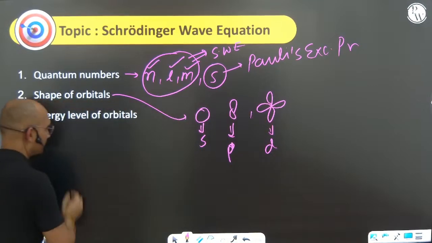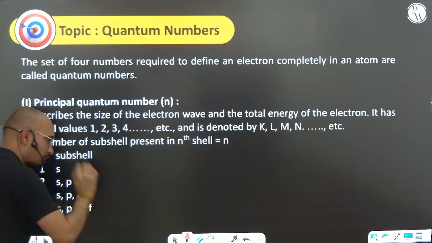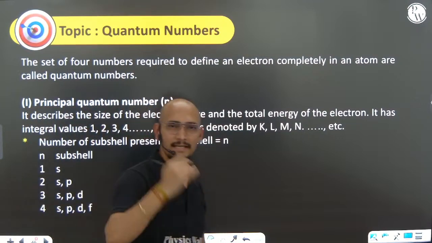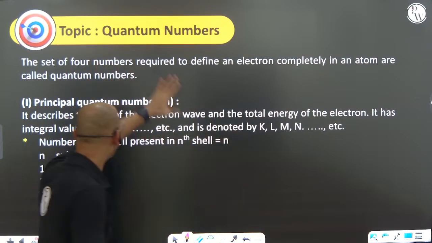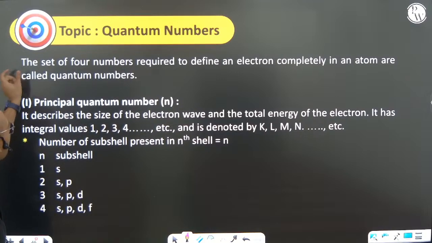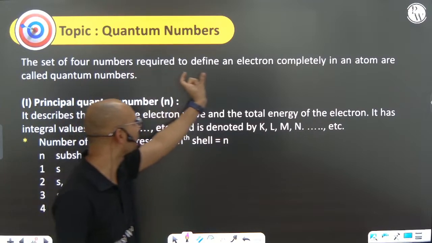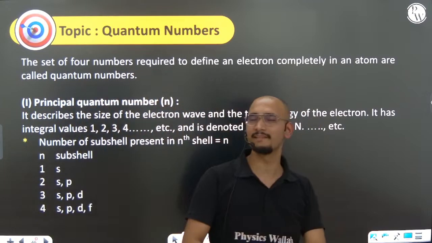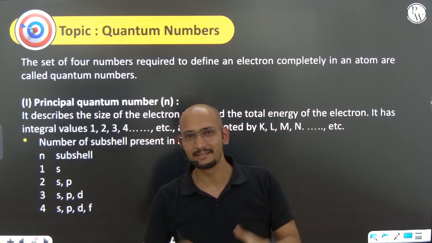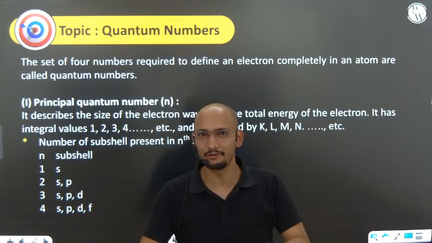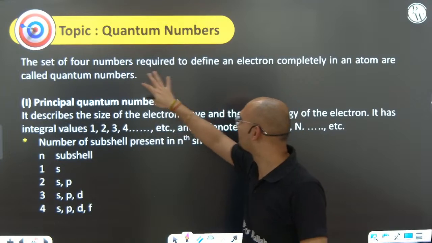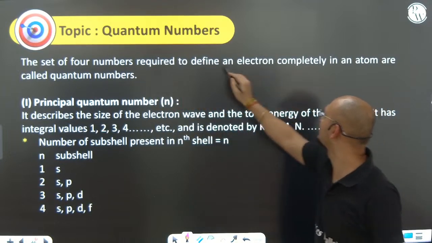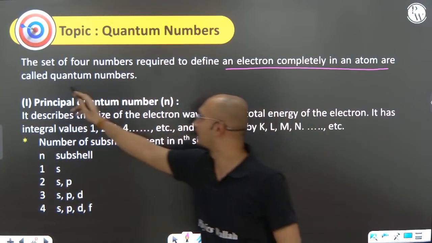Energy level of orbitals, and then we are going to talk about the energy levels of the orbital, and then we can talk about the electronic configuration. Now, quantum numbers. Let's talk about the quantum numbers, the set of 4 numbers required to define the electron. Basically, these quantum numbers are nothing but the address of any electron inside any atom, right? So this set of 4 required to define the electron completely in an atom are called quantum numbers.